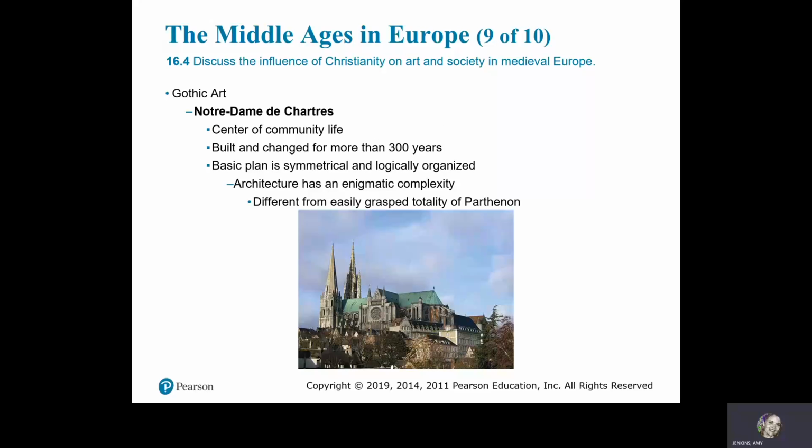We have Notre Dame de Chartres. It's a center of community life. It was built and changed for more than 300 years. The basic plan is symmetrical and logically organized. The architecture has an enigmatic complexity. It's different from the easily grasped totality of the Parthenon.